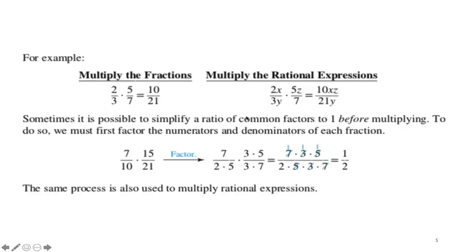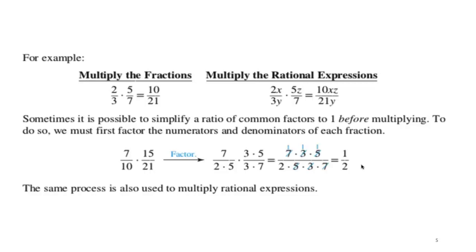Now it's possible that we might also want to simplify the expression before we multiply. So for example, in the case where you have 10/7 times 15/21, we can factor some of these numbers and then cancel. For example, if I factor 15 into 3 and 5, 10 into 2 and 5, and 21 into 3 and 7, then we notice that the 7 cancels, the 3 cancels, the 5 cancels. So canceling will help us simplify before we multiply to get the final answer.